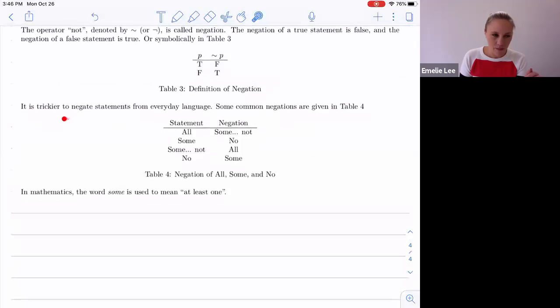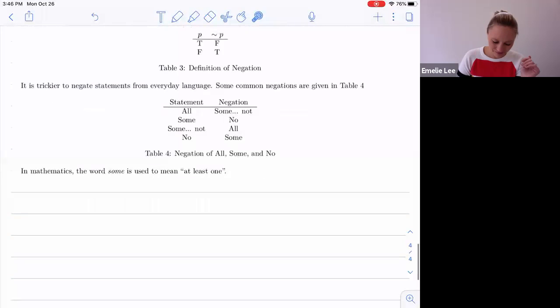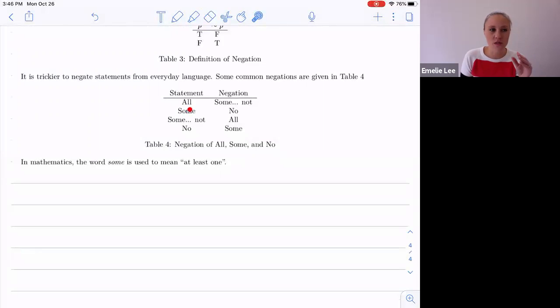However, it's a lot trickier to negate statements in language. Here are some common negations. If we're given a word statement and we have to negate it, it's not always what you think it's going to be. But here are some guidelines that we're going to use.